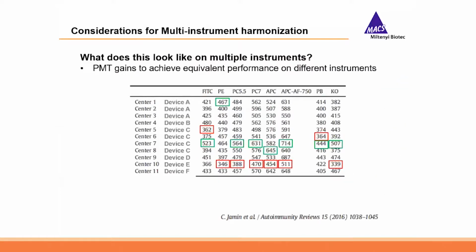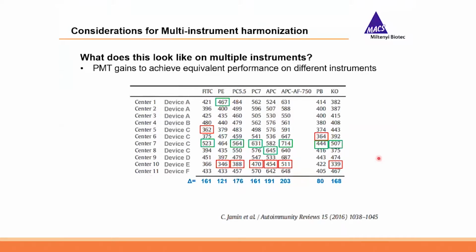What does this look like on multiple instruments? Again, pulling from this paper, there is an overview of some of the gains from many different devices at many different locations. So device A was a single vendor device, but across 3 different sites. So you can see 11 different centers participated. And you'll notice that the ranges of the gains that were used to achieve this performance of harmonized instrument settings were quite different. I've given a delta at the bottom just to give you an idea on each channel how much that range looks like. So up to 203 gain steps were required to achieve the same performance on some of these devices.